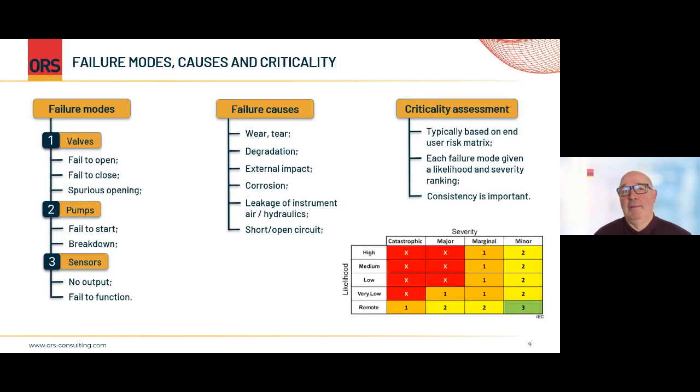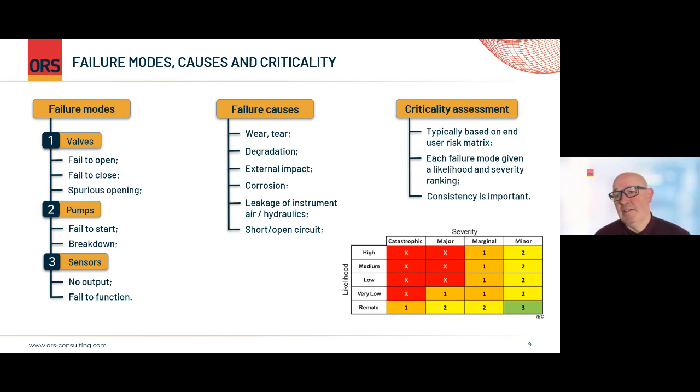That's great. I've broken that down into a little bit more detail just on valves, the examples of failure modes for valves: fails to open, fails to close. For pumps, that could be failed to start, or stops, breaks down during normal operation. For sensors, it could be no output or fails to function.